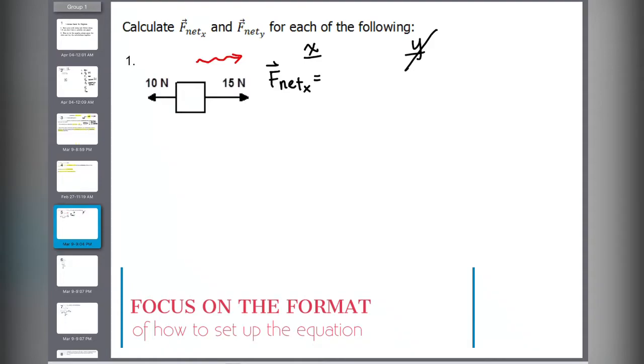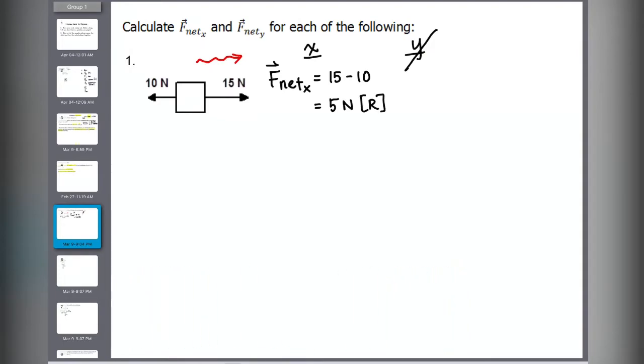And what I need you to write down is the right side minus the left side, and the answer is 5 newtons. And you always have to write the direction down because they didn't indicate it in the question. You can say right, and that's what I would put.